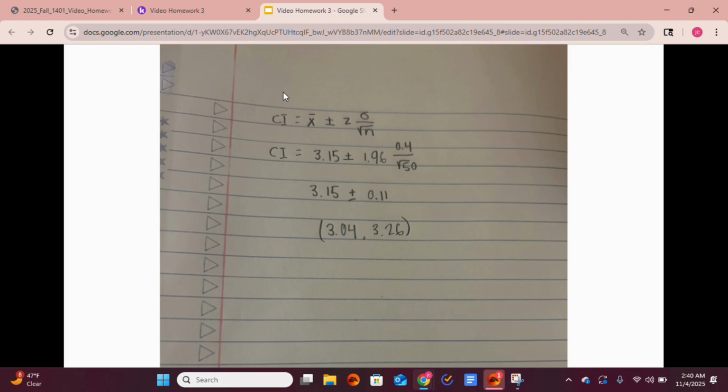When we subtract 0.11 from 3.15, we get 3.04. And when we add 0.11, we get 3.26. This gives us our two numbers for our interval.